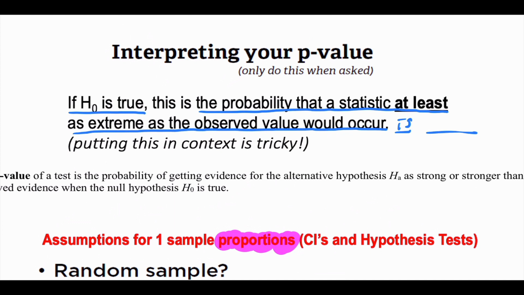If the null hypothesis, what was the null hypothesis? That was the claim, right? 46%. If it's true that 46% of all med school applicants get into med school, the probability of a statistic at least as extreme as the observed value would occur is 0.3898.